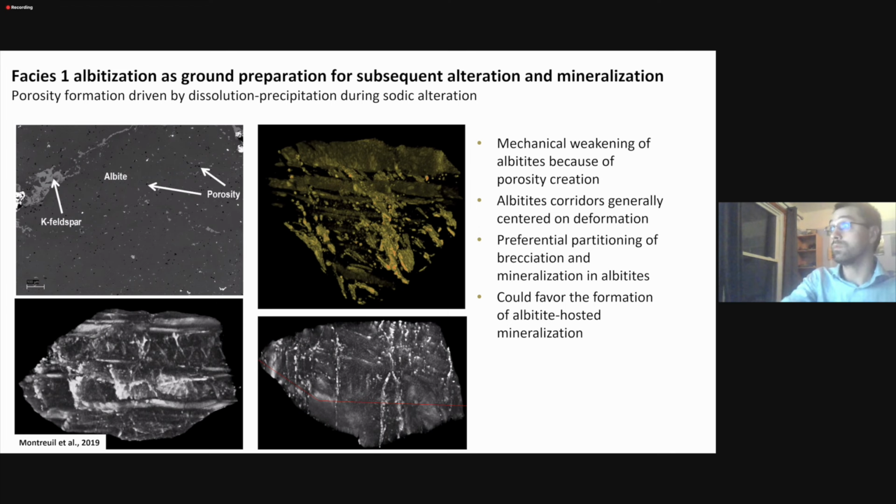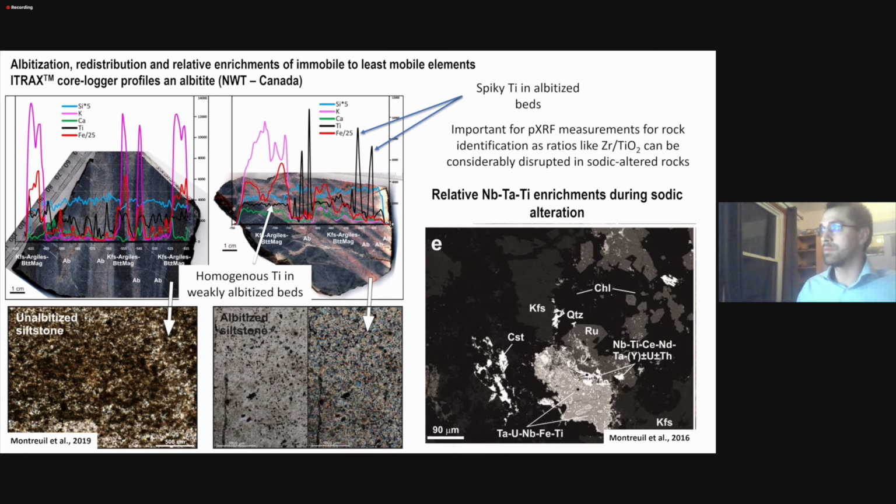Something else as well. So we say that sodic alteration sometimes leaves some elements behind. If we try to recognize rocks, or if we try to recognize protolith, and then we use in situ methods like portable XRF in order to identify a host rock using a zirconium-titanium ratio or other ratioing that could work. And here, what this is showing is that if we have this siltstone in here, and we go in the beds that are not albitized, this is a signal that's done by a continuous profile of XRF measurements that is done along this slab of rock.